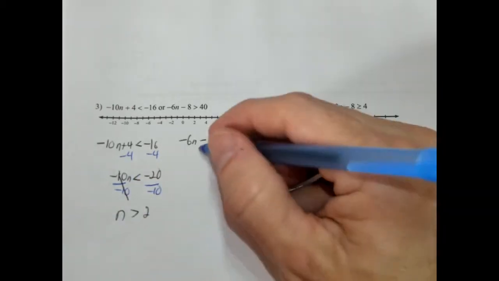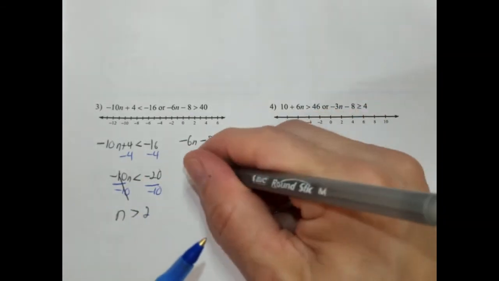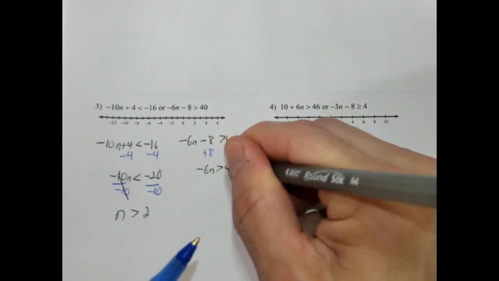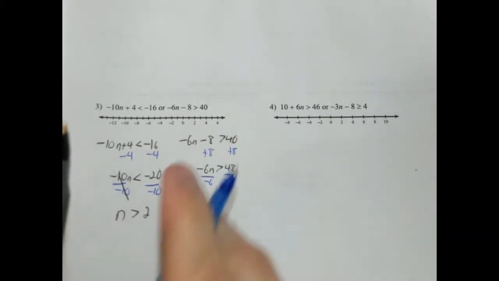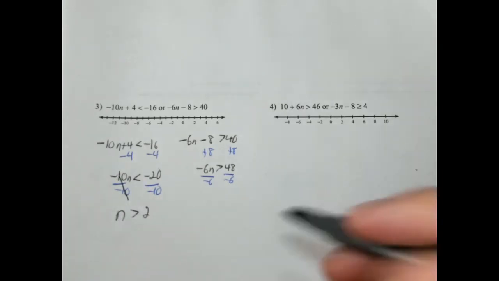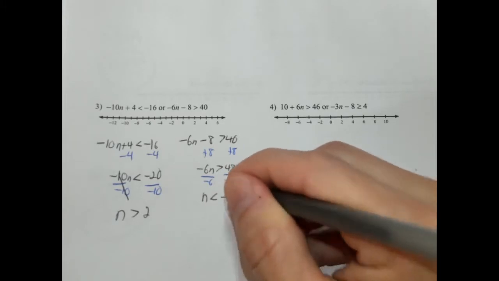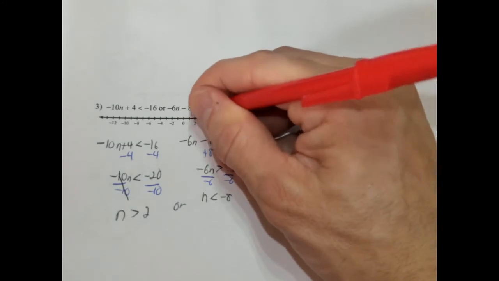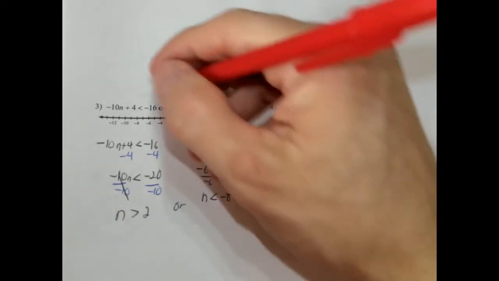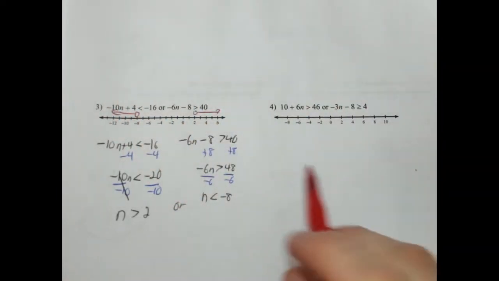Okay, so here we go. We're going to add 8 to both sides. Negative 6n is greater than 48. We're dividing both sides by negative 6, which is our coefficient. And this will change, so n will become less than negative 8. That's an or statement. Okay, so n is greater than 2. Open circle, greater than, going this way. N is less than negative 8. So it's going that way. And they're both non-inclusive. Alright, let's try out this one.